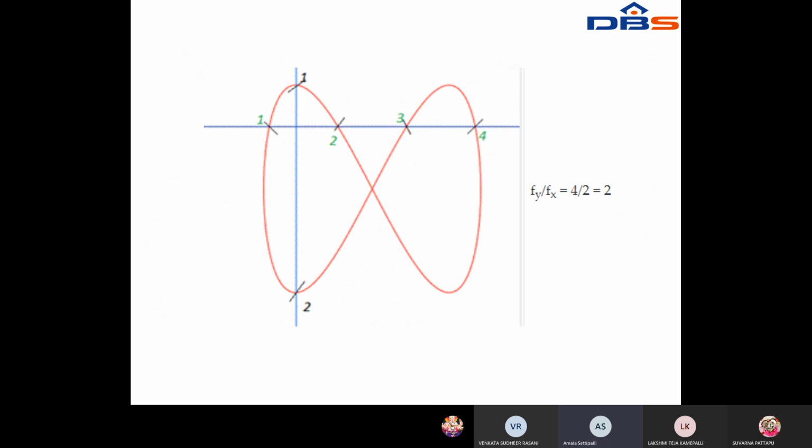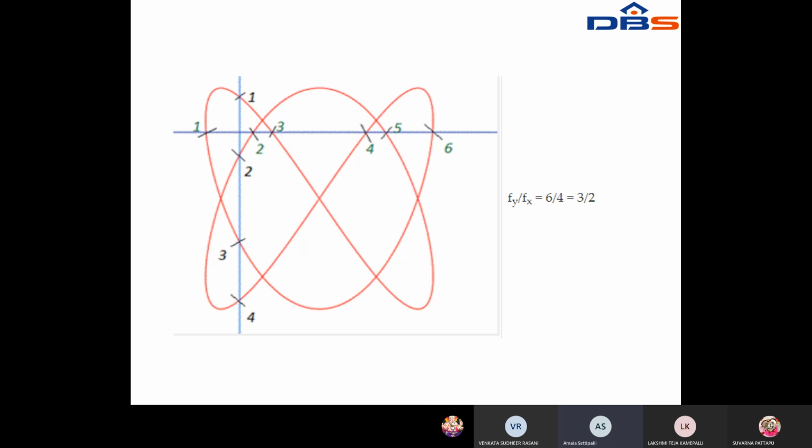Coming to this one, Fy by Fx, the number of horizontal Fx or Fy. Anyone you can take, so Fx by Fy. The number of horizontal tangencies is 1, 2, 3, 4, so 4. The number of vertical tangencies is 1, 2. So you can write 4 by 2, that is equal to a frequency ratio of 2.